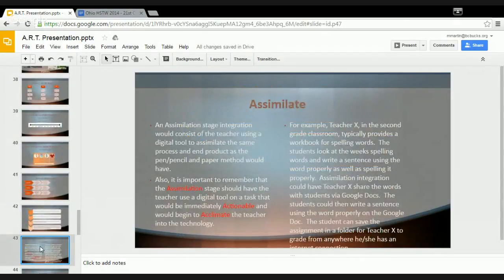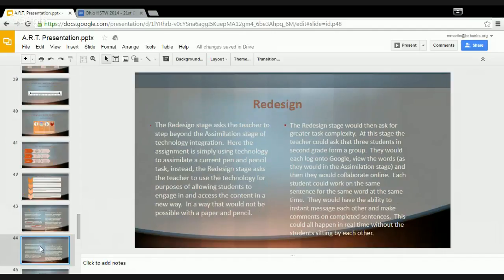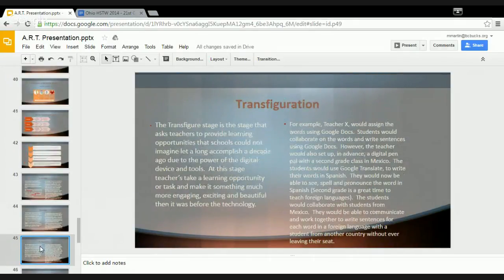I know we're running out of time, so I'm going to skip over these slides, but I'm pulling this right out of the book because I think it's important for you to have it. I want you to be able to read it. I think it helps to clarify a lot of this. That's the Assimilate stage, that's the Redesign stage, and that's, again, the Transfiguration stage as well. It's just another example of it.